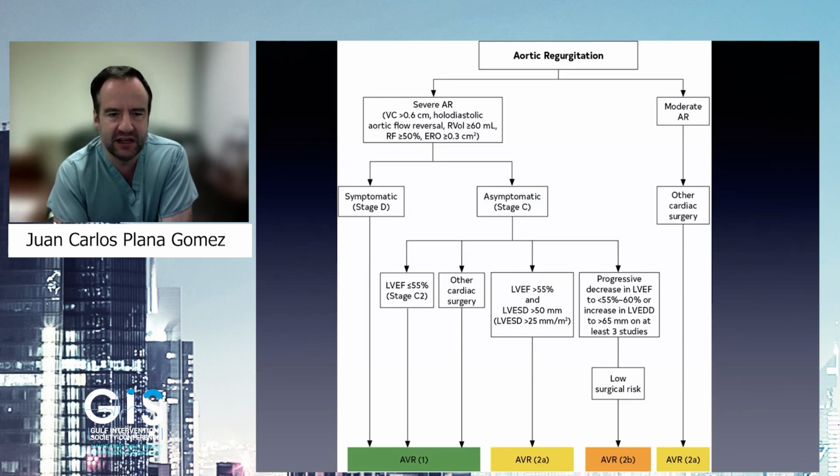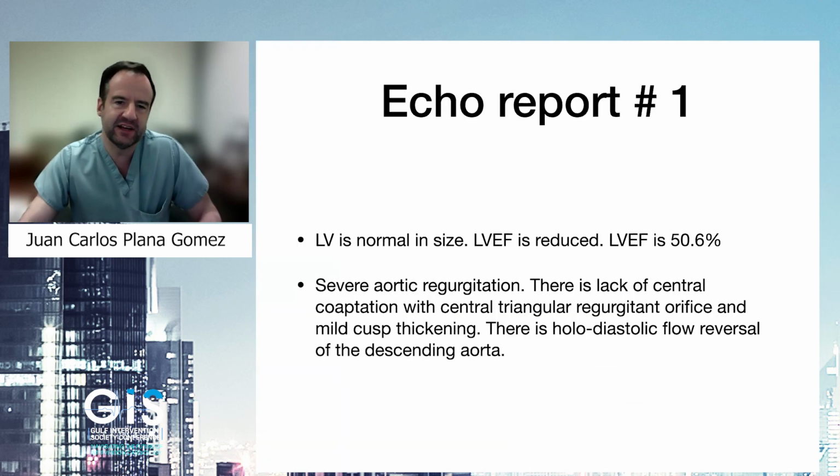Now, what do the guidelines tell us in terms of the intervention in patients with aortic valve disease? It tells us that if you are symptomatic, you gotta go for an aortic valve replacement. And if you're asymptomatic, you gotta look for two things. Number one, a reduction in your ejection fraction below 55%, or a dilation of your ventricle over 50 millimeters at end systole.